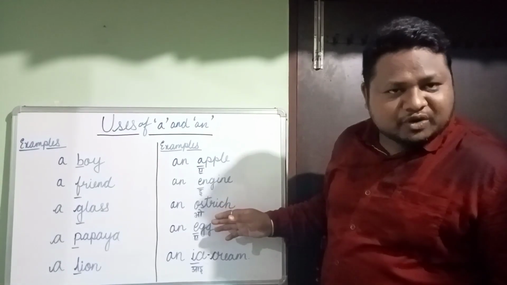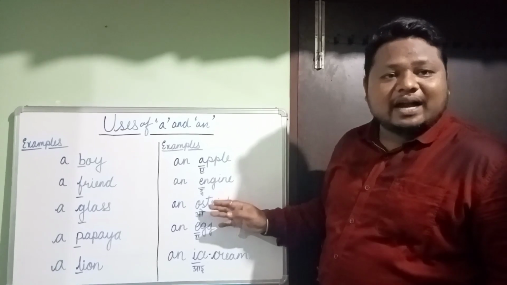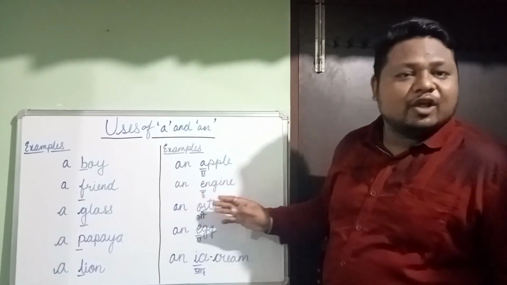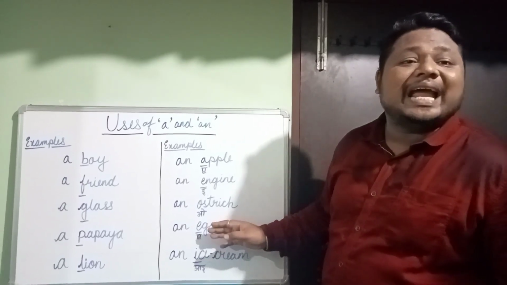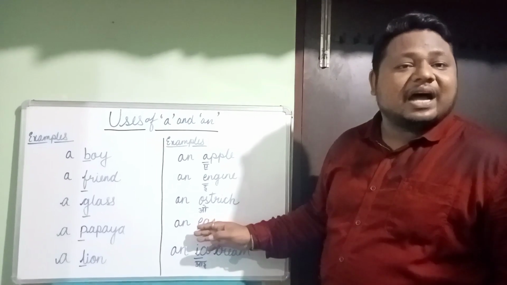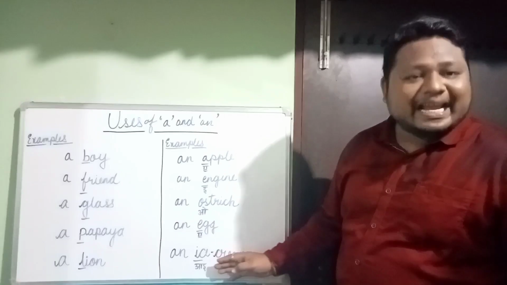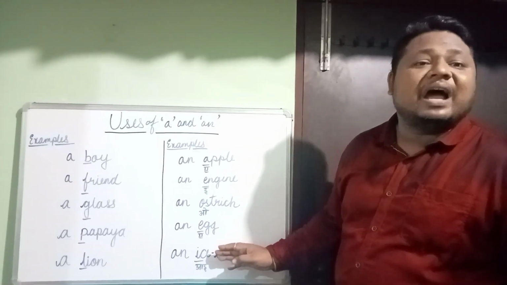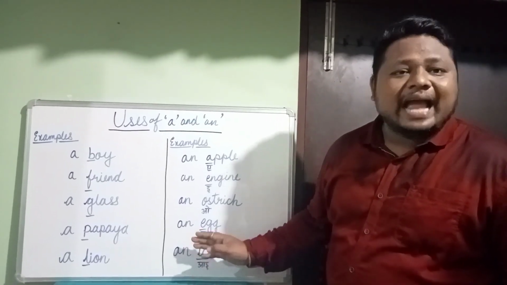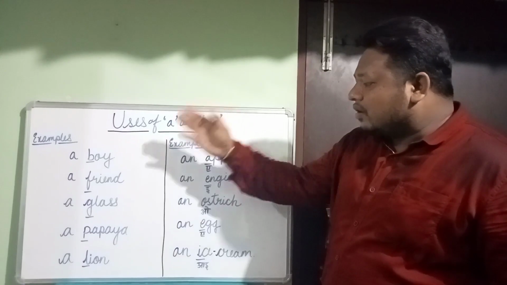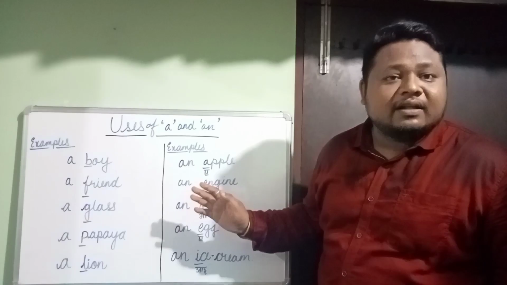When we say ostrich, it begins with a vowel sound o. Alright, that's why we use the article an and call it an ostrich. When we say egg, it begins with a vowel sound a. Alright, that's why we use the article an and call it an egg. When we say ice cream, it begins with the vowel sound I. Alright, that's why we use the article an and call it an ice cream. Alright, so in all these examples, we saw that the nouns used are all singular nouns.